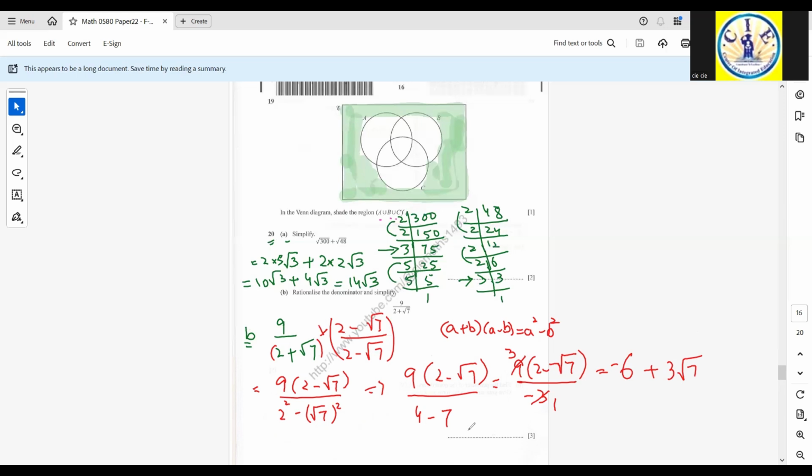So the final answer could be either this one or this one. So if I do it negative 3 here, and then this is going to be positive square root of 7 minus 2, or this one negative 6 plus 3 radical 7.